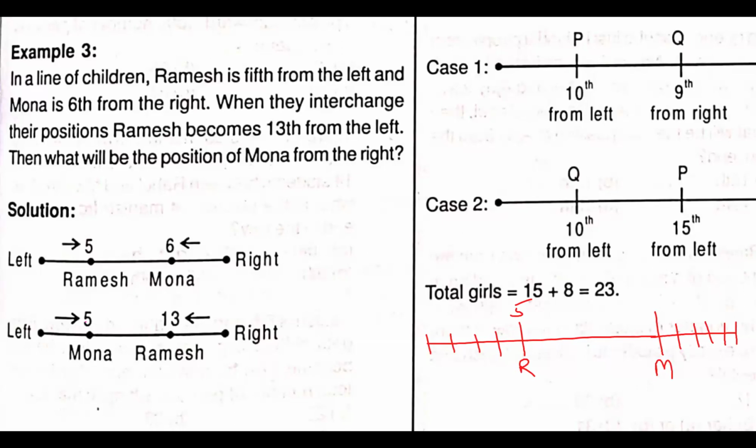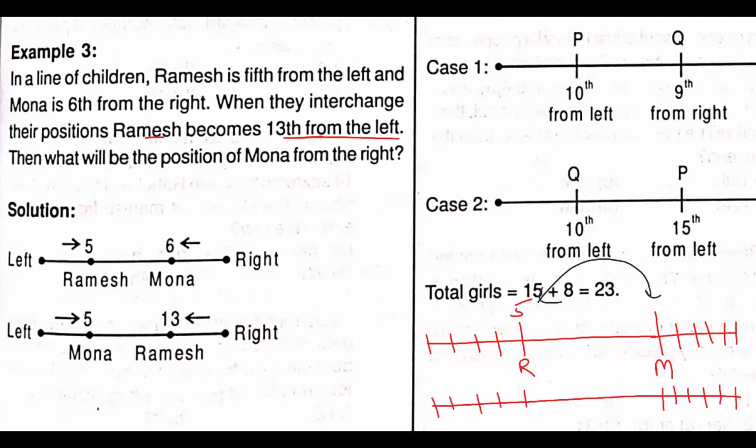Okay. Now, next information that we are given is when they interchange their positions. So, interchanging position means now Ramesh will take Mona's position and Mona will take Ramesh's position. So, when they interchange their position, they are saying what will happen? Now, when they interchange their positions, Ramesh becomes 13th from the left. Otherwise, Ramesh is 5th from the left, right? Now, if they interchange their position, let us say 1, 2, 3, 4, 5. Here was Ramesh initially and Mona was here initially, right?